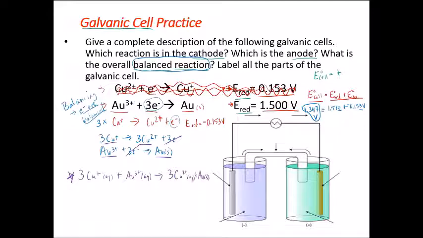Now it says label all of the parts of the galvanic cell. Well, we know this is our oxidation reaction. We know this is our reduction reaction. And we know, looking here, that the electrons are flowing in this direction. So over here, this is supposed to be my anode, like so, and this side will be the cathode.